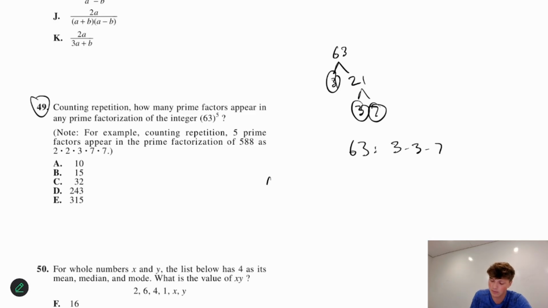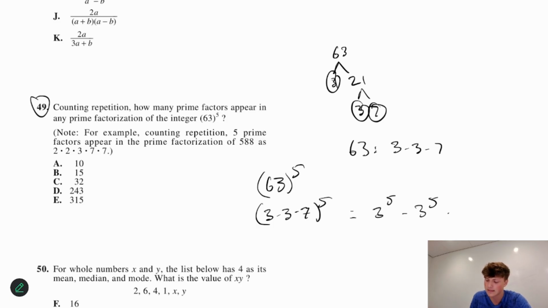Okay, we're looking for the integer 63 to the 5th, right? 63 to the 5th power. Okay, what is 63 to the 5th power, right? Well, we don't need to know what that number is. We know 63 to the 5th power is 3 times 3 times 7 to the 5th. That's also just the same thing as 3 to the 5th times 3 to the 5th times 7 to the 5th. Okay? And what can we do with that information?